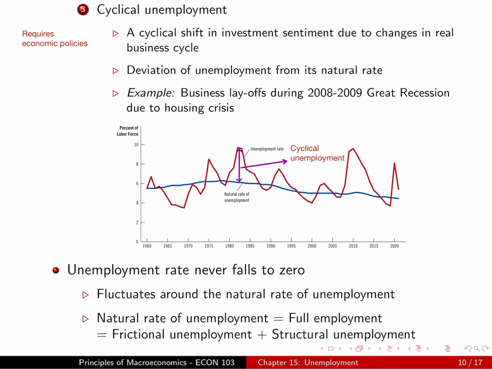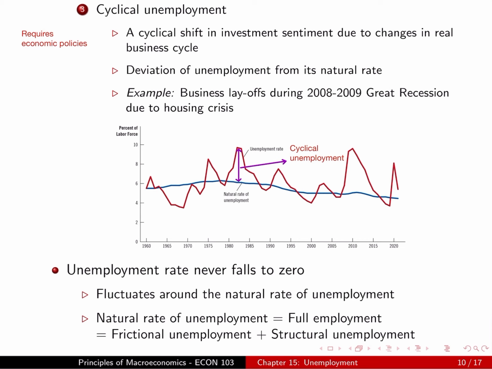3. Cyclical unemployment reflects shifts in investment sentiments due to changes in the real business cycle or a deviation of unemployment from its natural rate. If we take the difference between the unemployment rate and the natural rate of unemployment, we arrive at cyclical unemployment. For example, during the 2008-2009 Great Recession, business layoffs caused by the housing crisis led many construction workers to lose their jobs. Cyclical unemployment requires economic policies to address and mitigate its effects.